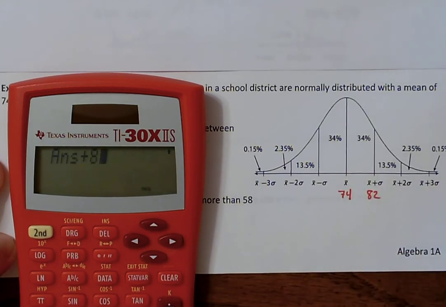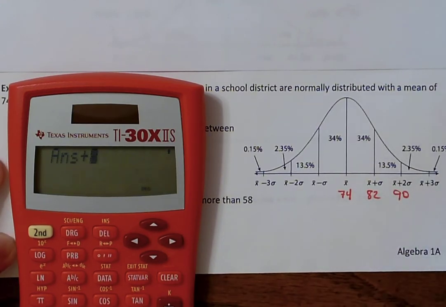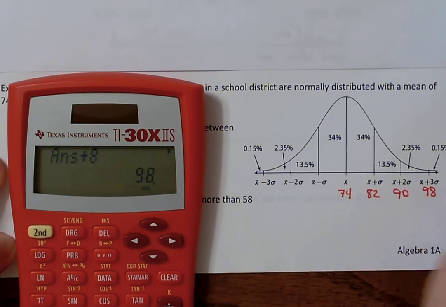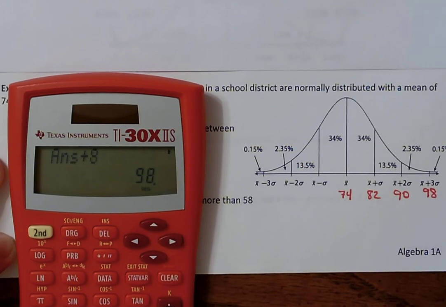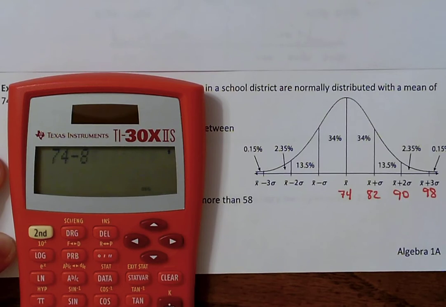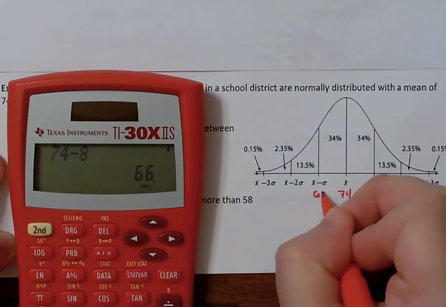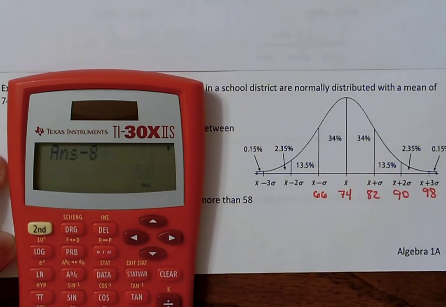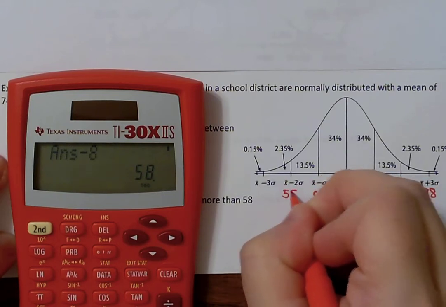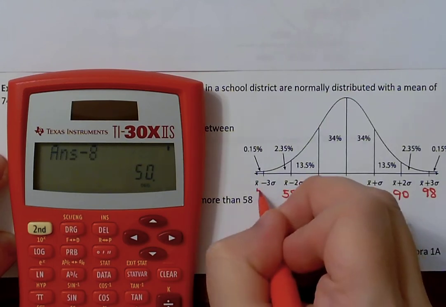Then we're going to add 8 and we get 90. Then we add 8 again and we get 98. Then we're going to go from the 74, we're going to subtract 8 and we end up with 66. We subtract 8 again, we get 58. And then if we subtract 8 again, we get 50.